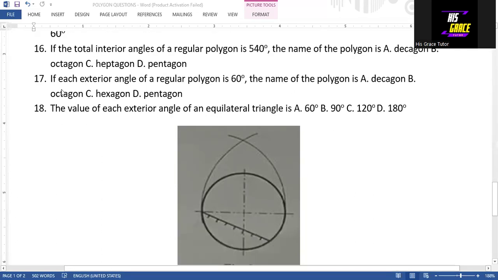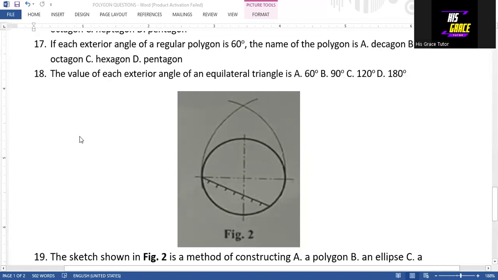Then question 17 says that if each exterior angle of a regular polygon is 60 degrees, the name of the polygon is hexagon. That is option C. So the value of each exterior angle of a hexagon, that is a 6-sided polygon, is 60 degrees. Okay, so let's take note of that.